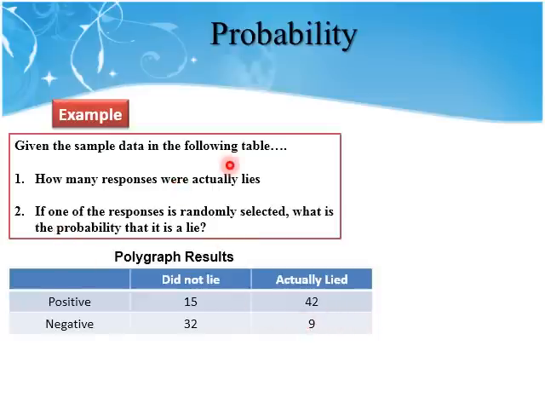To answer question 1, how many responses were actually lies, we just simply need to count up 42 plus 9, the people who actually lied. So that'll give us 51.